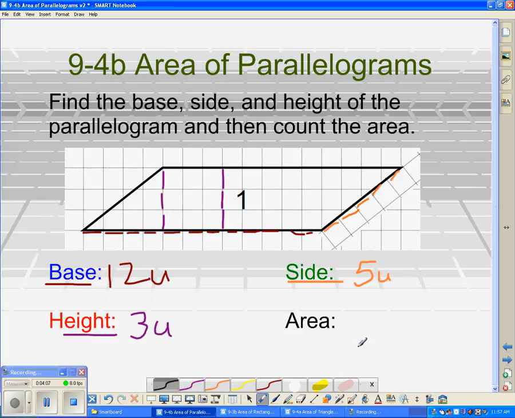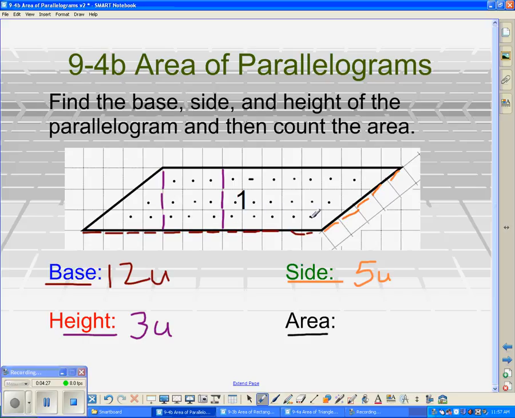The last thing I'm going to do is count area. To count area, I'm going to count the individual squares inside the parallelogram. I've got 1, 2, 3, up through 30. So I've got 30 whole squares. And then I've got a number of portions of squares. We'll start with the 30 whole squares, and then we'll look to see what we've got.